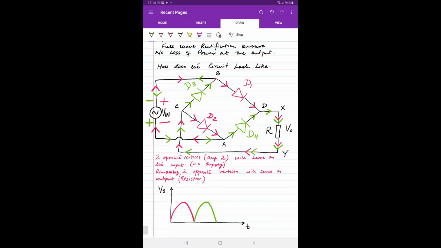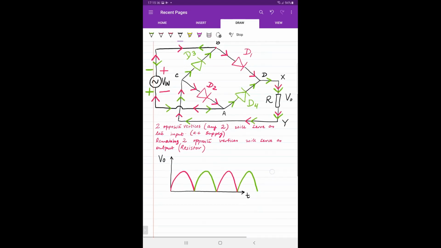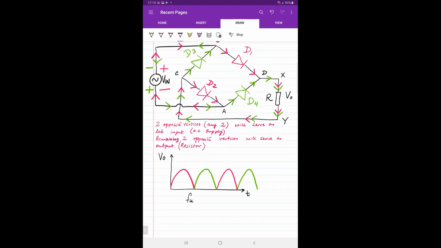If you look carefully, among all the arrows that you are seeing, you should be able to recognize that D1 and D2, the red ones, were conducting during the first half cycle, and D3 and D4, the green ones, were conducting during the second half cycle. So as the cycle keeps getting repeated, a continuous waveform will be observed at the output. And based on the shape of the graph, we identified this graph as an example of full wave rectification.